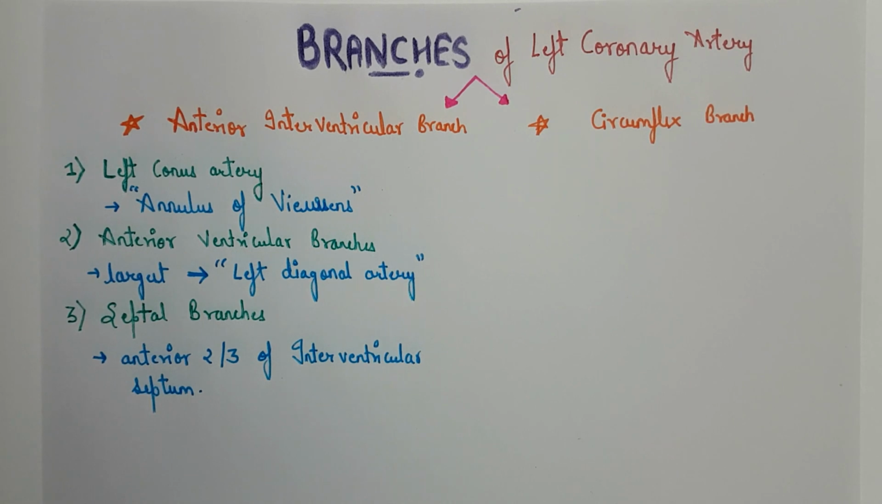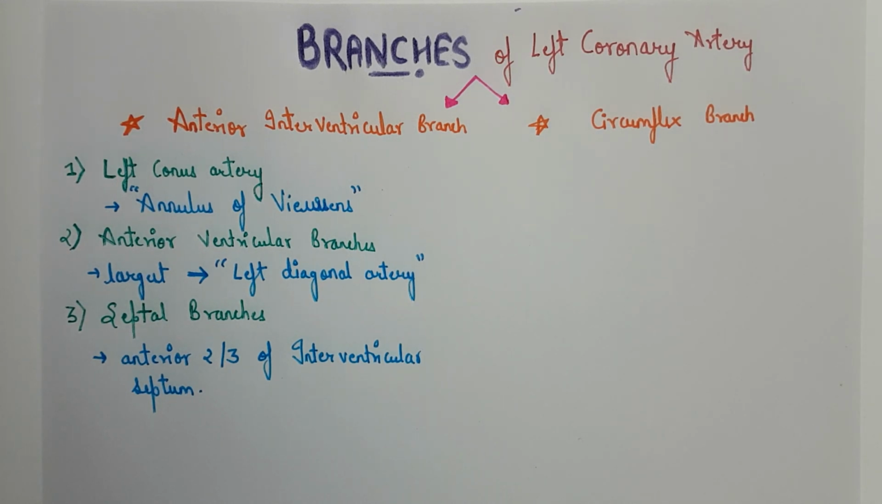The next branches are the septal branches, which supply the anterior 2/3 of the interventricular septum. You guys could remember from the previous video that the posterior 1/3 of the interventricular septum is supplied by the posterior interventricular branches of the right coronary artery.